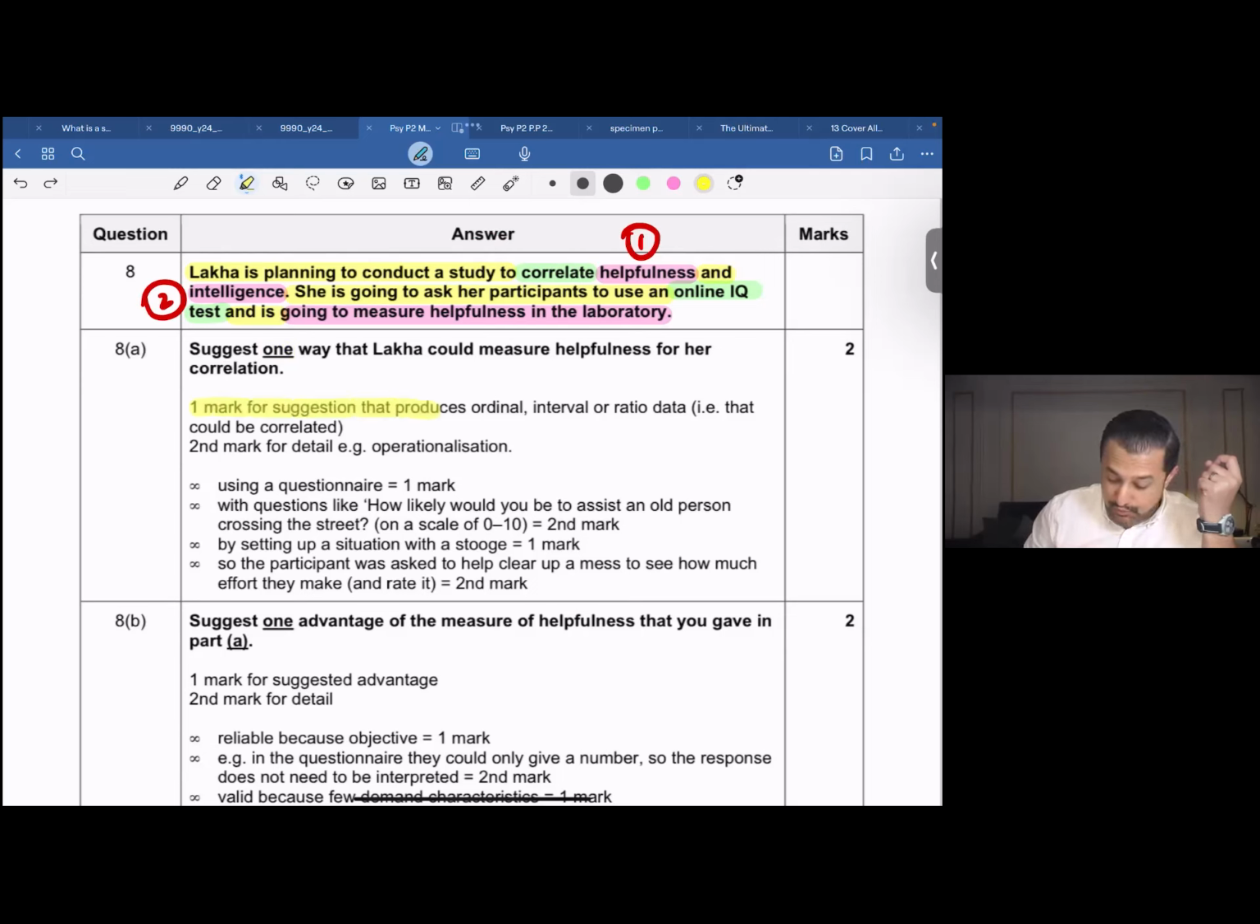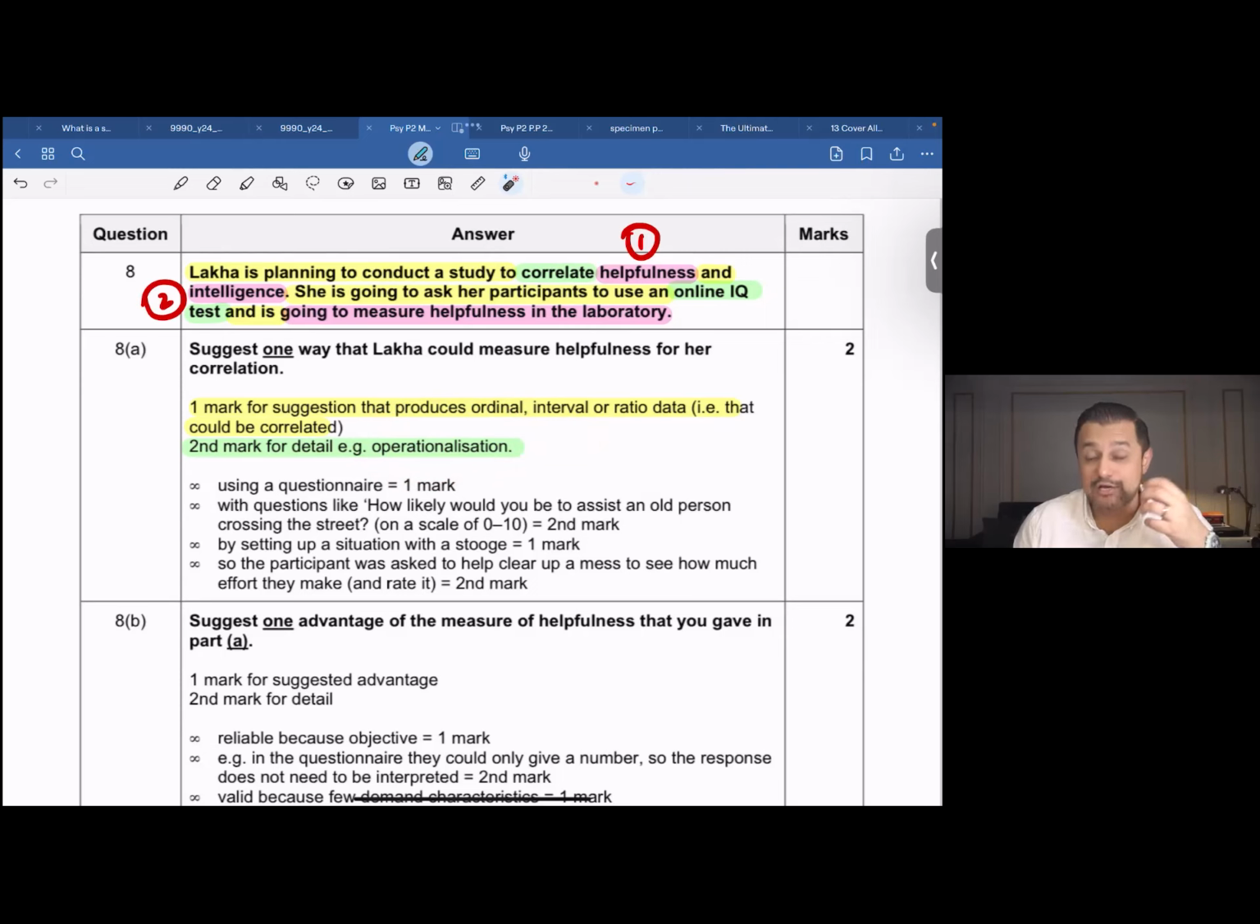One mark for a suggestion that produces ordinal, interval or ratio data that could be correlated. Number two, you get the second mark for a detail. If you're using operationalization, that would be counted as a detail too. For the ones who have forgotten what operationalization is: operationalizing a variable, or in other words, defining a variable, or setting a criteria. So suggest one way that Lakha could measure helpfulness for her correlation.